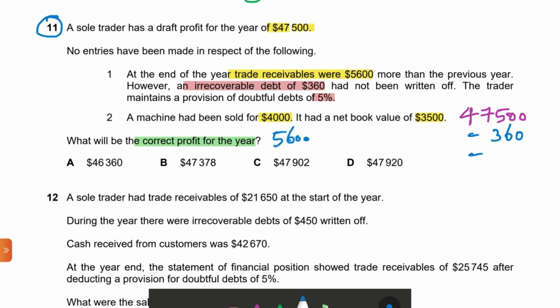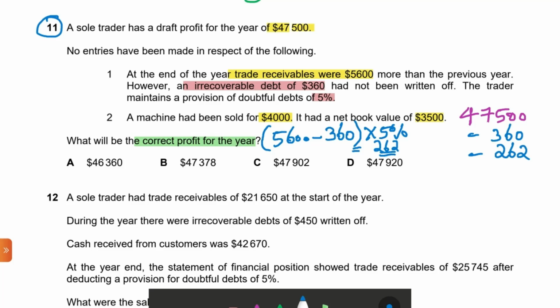We have to deduct. So the provision for doubtful debts: 5,600 minus bad debt. Always you calculate the provision after deducting the bad debt. So 5,600 minus 360 multiply 5%. What is the amount? It is coming 262. So we deduct 262 provision also. So the total is 622 is the expense, because the expense they forgot to enter means profit is overstated.